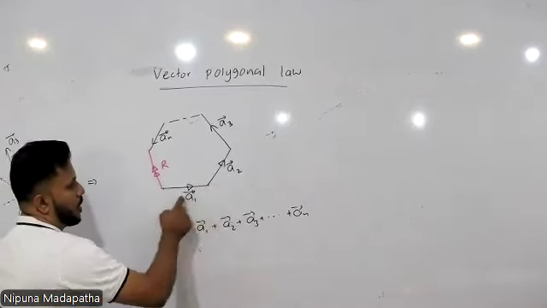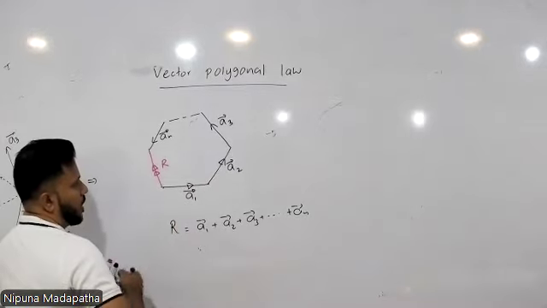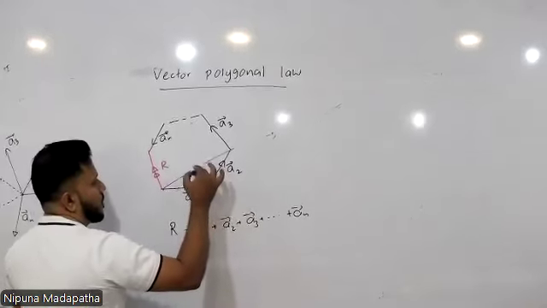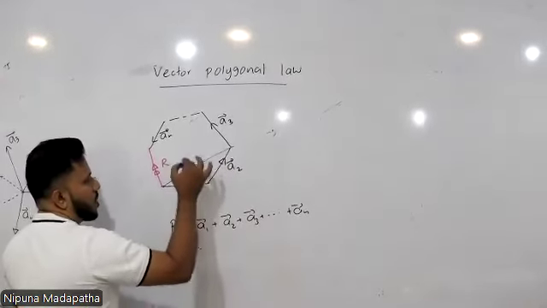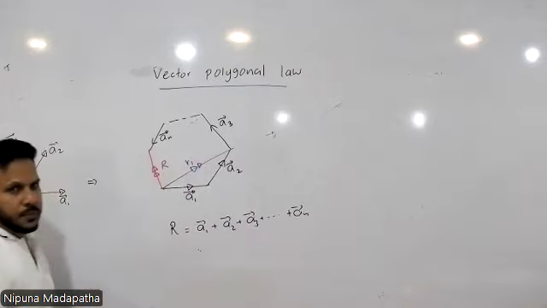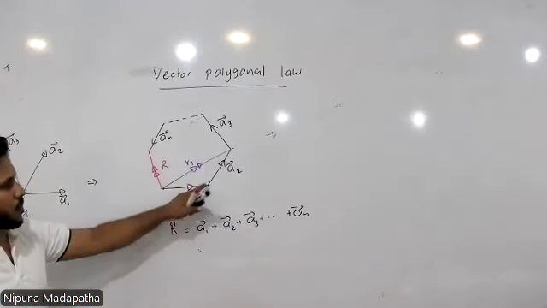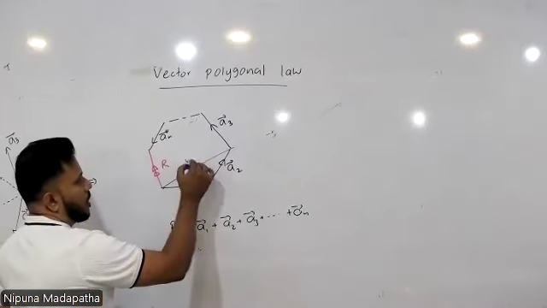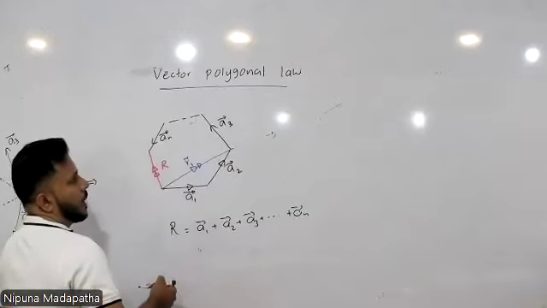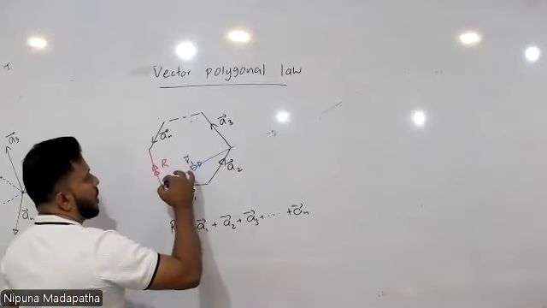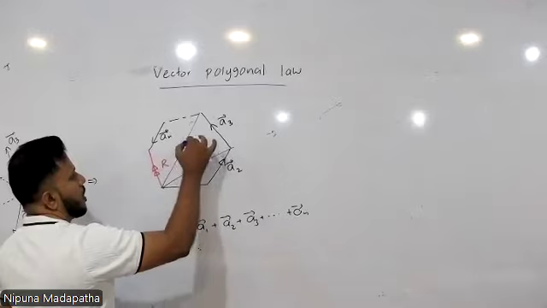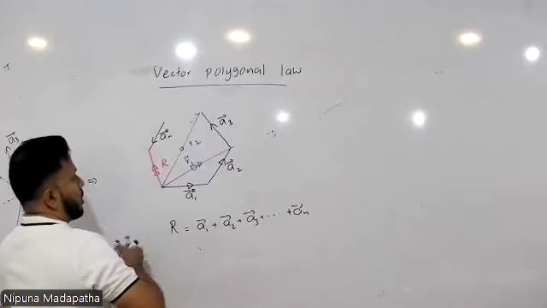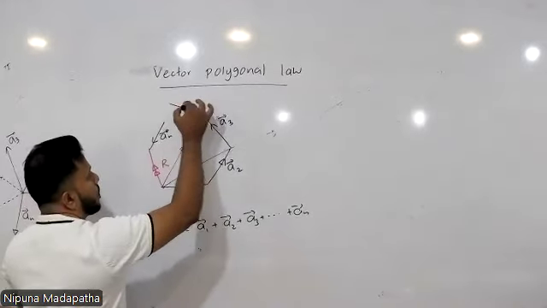First we can add these two vectors a1 and a2. The resultant of a1 and a2 is represented by this vector. Suppose it is r1. Then you can add r1 to a3. Right? The resultant is r2.